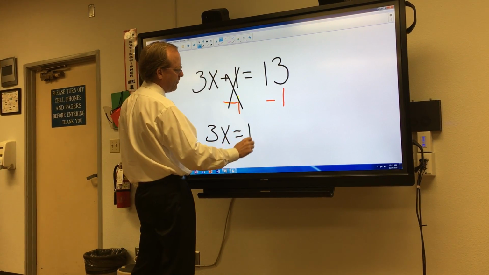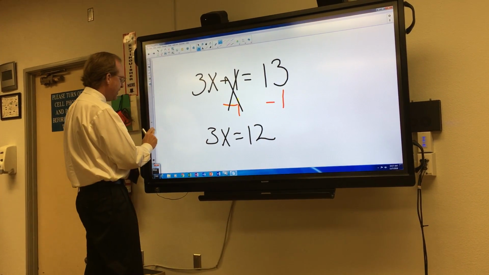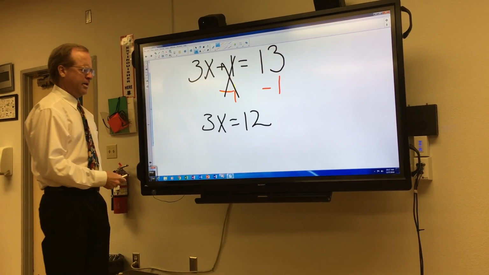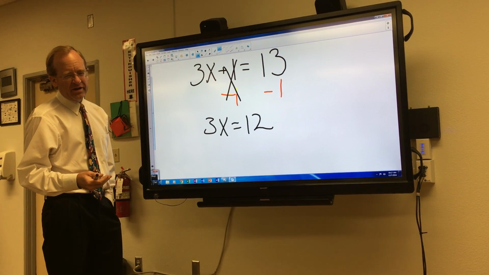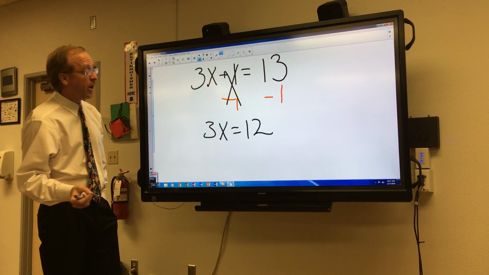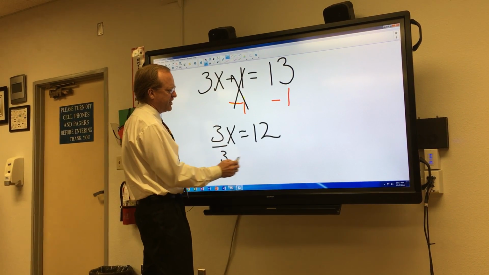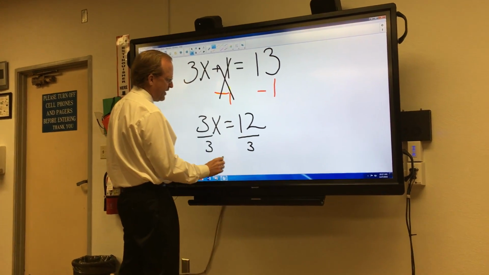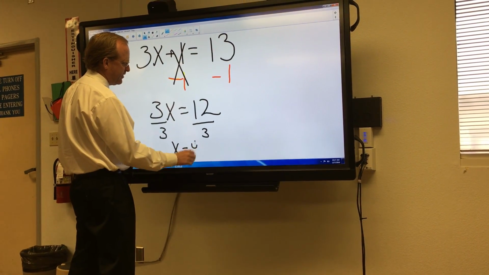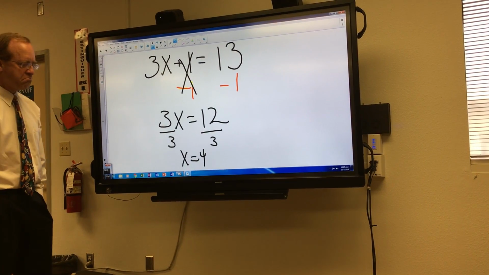3x equals 12. And at that point, I can look at it, and I'm probably mentally going to think to myself, well, 3 times 4 is 12, so my answer is 12. Or I might think to myself, I could divide both sides by 3, and that would get me down to my final answer. X is equal to 4.